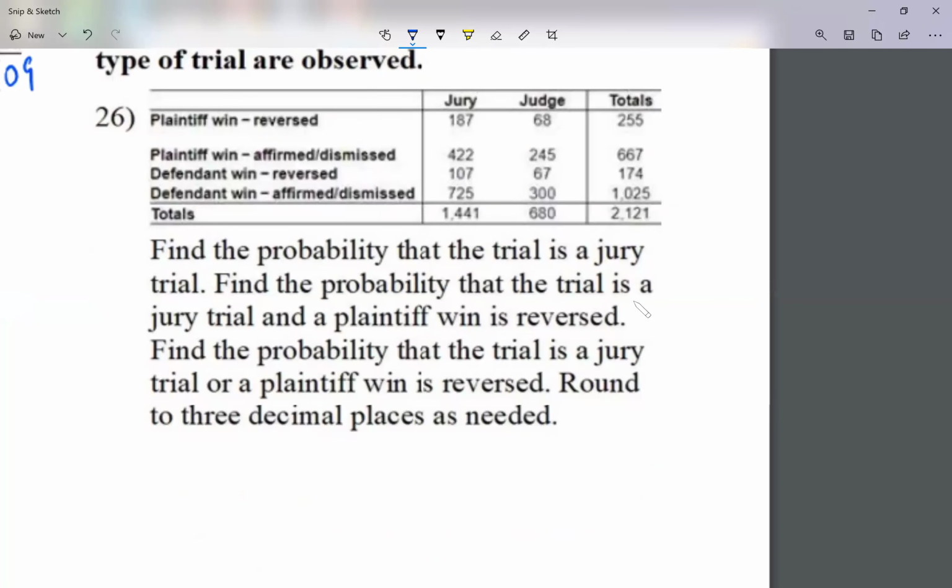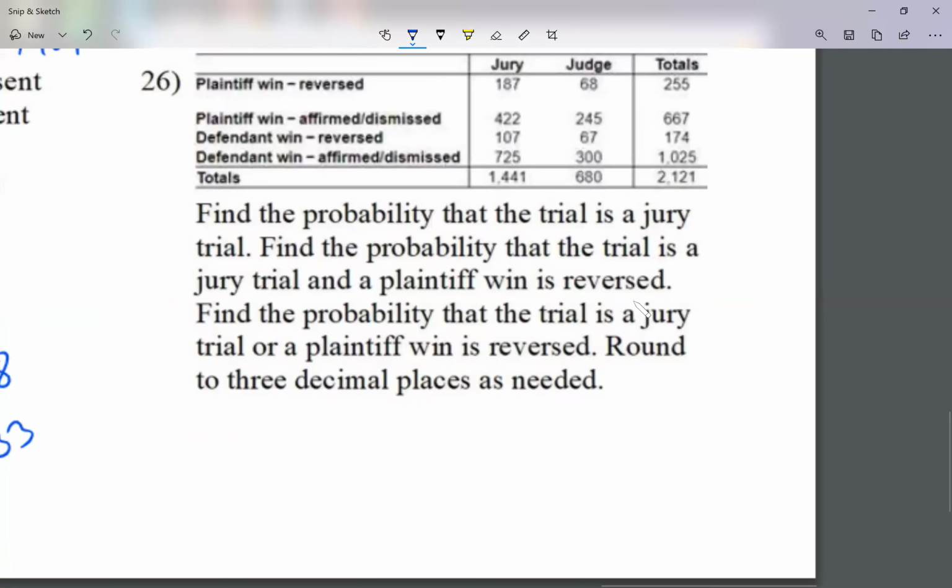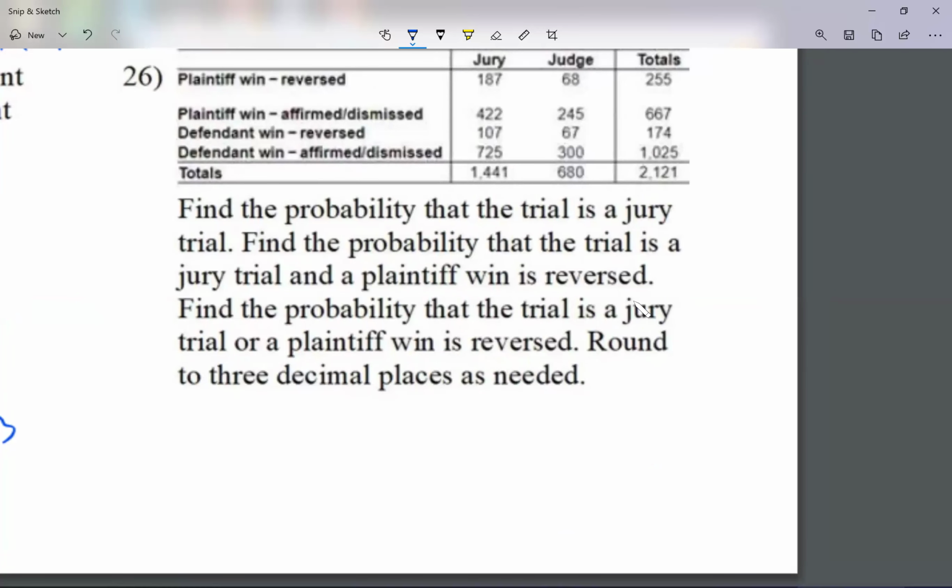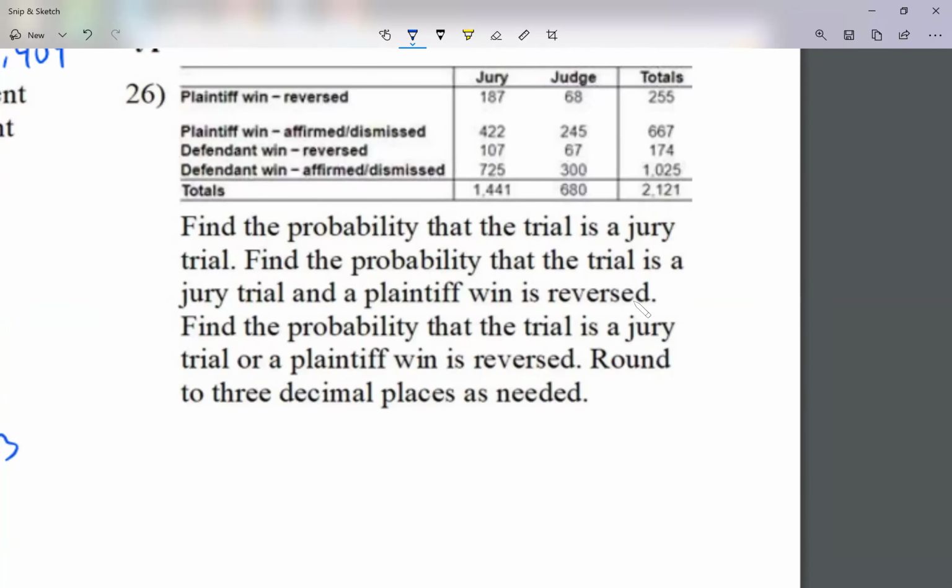Now here, find the probability that the trial is a jury trial. So there are going to be a few questions here. Find the probability that the trial is a jury trial. Okay, how many jury trials were there? Well, 1,441. Yep. How many trials were there altogether?